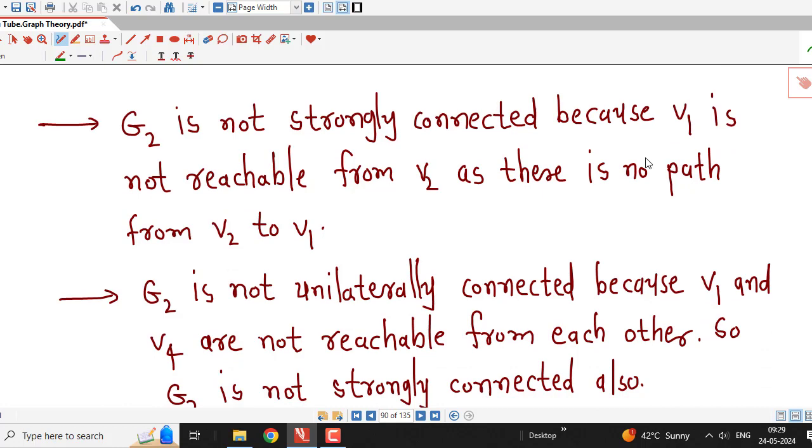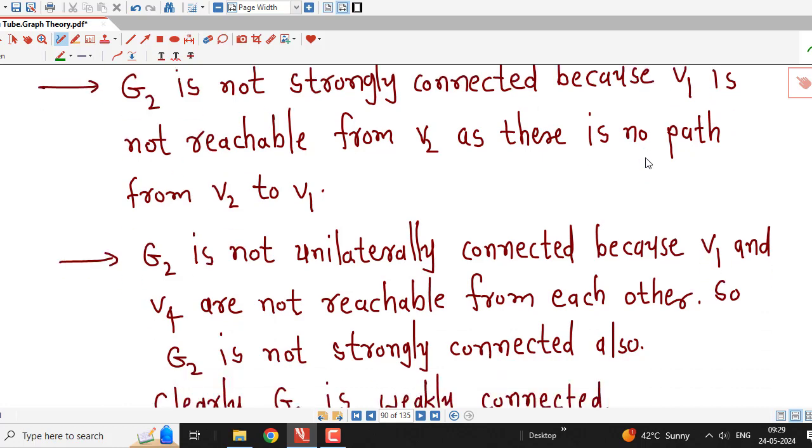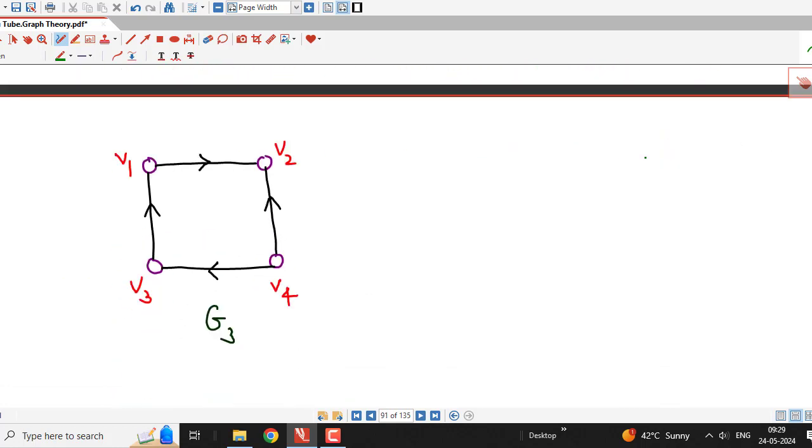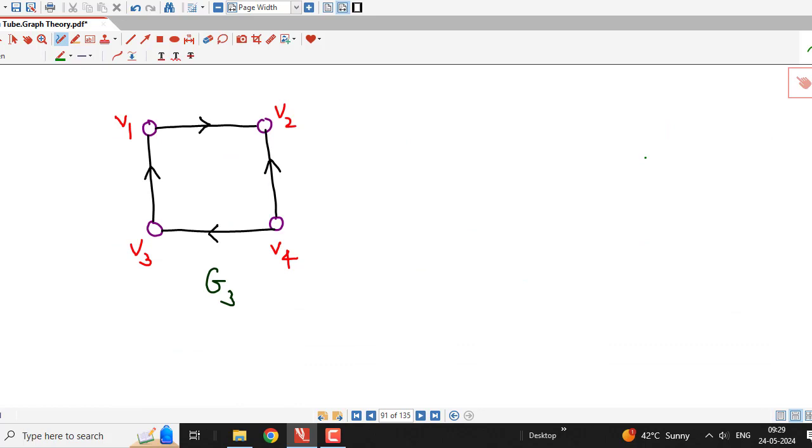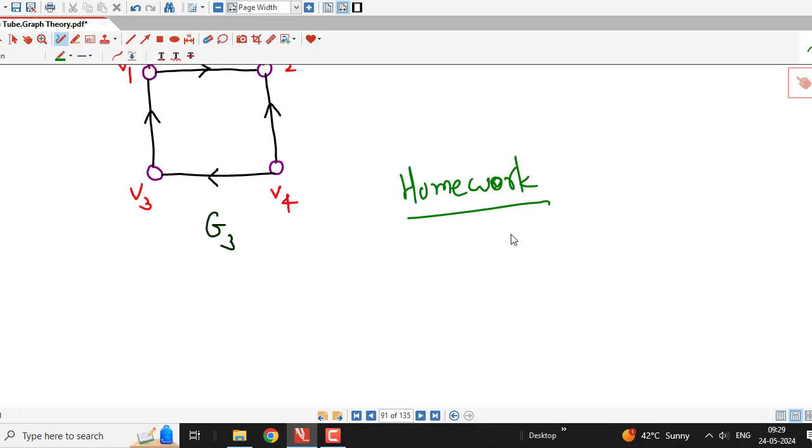So here I have written all those things that I discussed, and finally we have this graph G3. You can check as homework whether this graph G3 is strongly connected, weakly connected, or unilaterally connected.